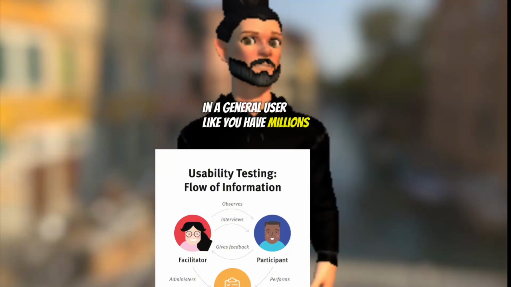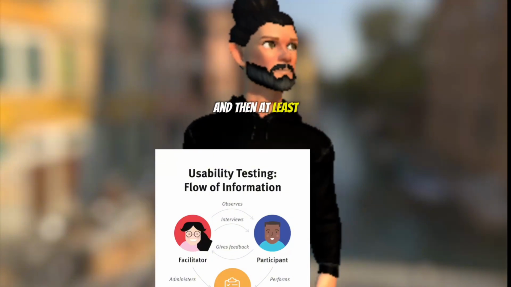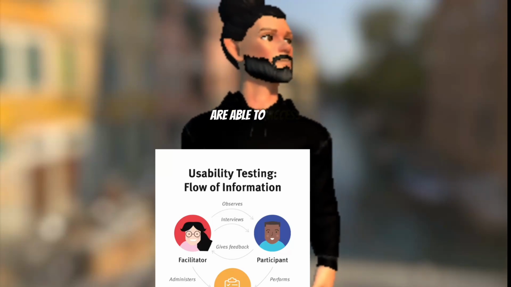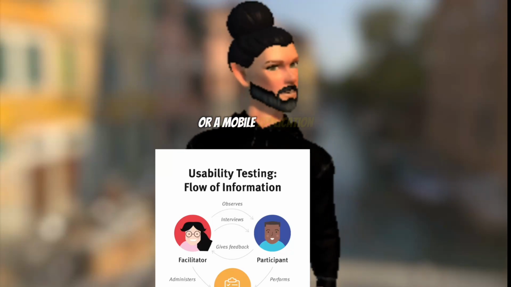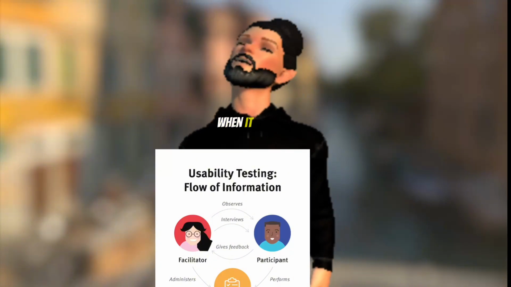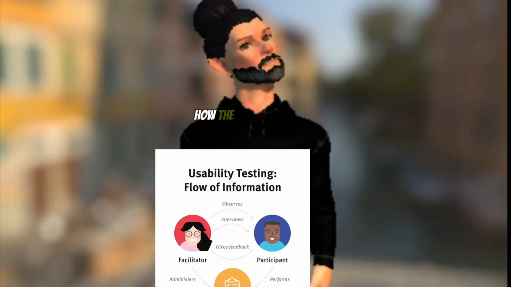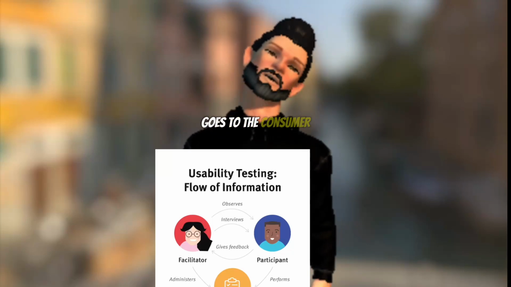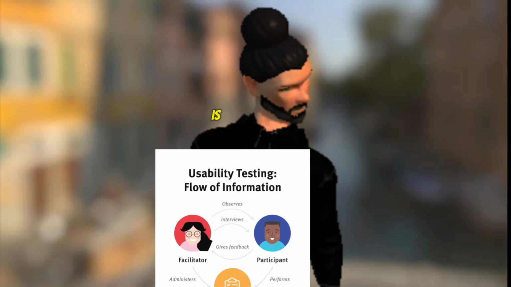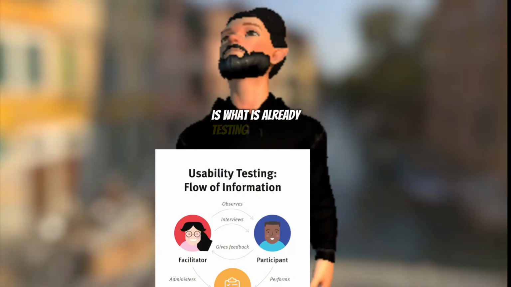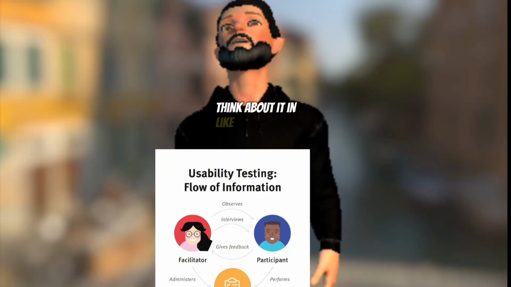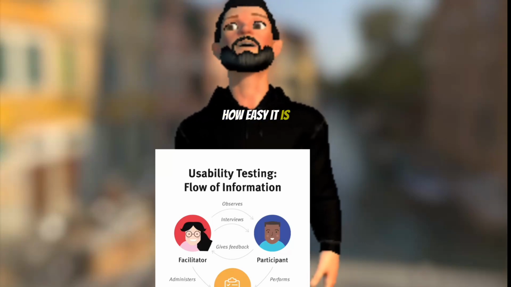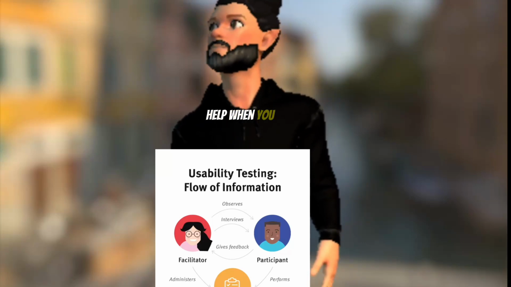Like you have millions of users, and at least half of them or more are able to access it in a browser or a mobile application. When it happens, how the flow of information goes to the consumer is what usability testing focuses on. Think about how easy it is to log in, how easy it is to identify help when you're stuck on something.